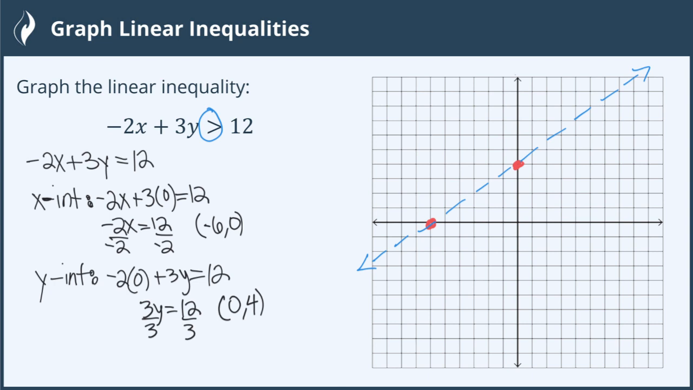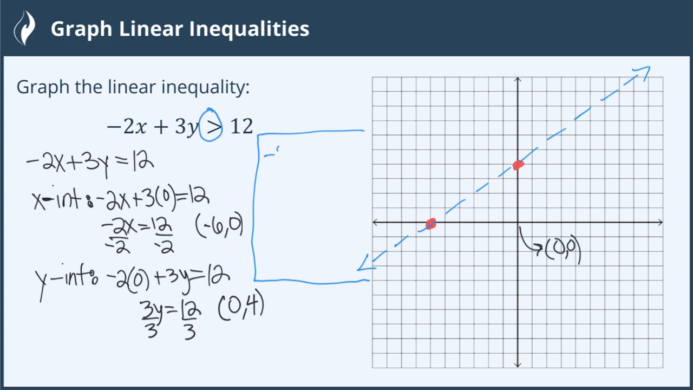Now, the technique I'm going to use to decide whether to shade above or below is just to grab a test point. Because I'm looking at the origin right here, I will use the origin as a test point. So I'm going to take the point 0, 0. I'm going to plug it in for x and y, and I'm going to see if it gives me a true statement. If it gives me a true statement, then I know to shade below the line. If it doesn't, it's telling me to shade above.